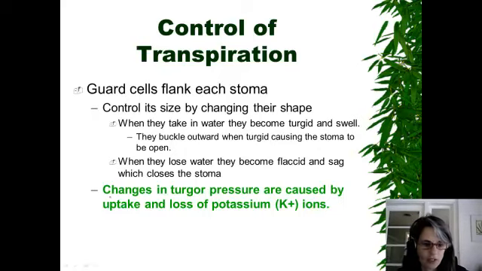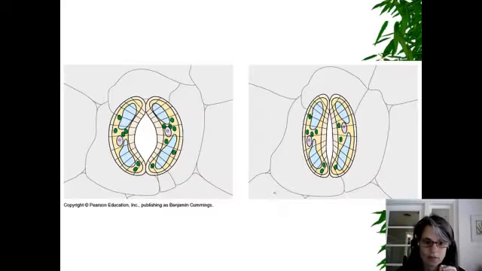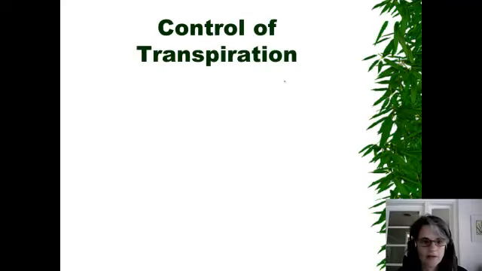Changes in turgor pressure of the guard cells, meaning whether they are turgid and pop open or flaccid and sag down, are caused and controlled by an uptake or a loss of potassium ions in those guard cells themselves. Remember what we talked about so much with especially the kidney? Water follows the solutes. With the nephron, water follows the solutes. If we can control where the solutes are, we can control where the water is. So, this is an open stomata. This is a closed one with the guard cells on either side.